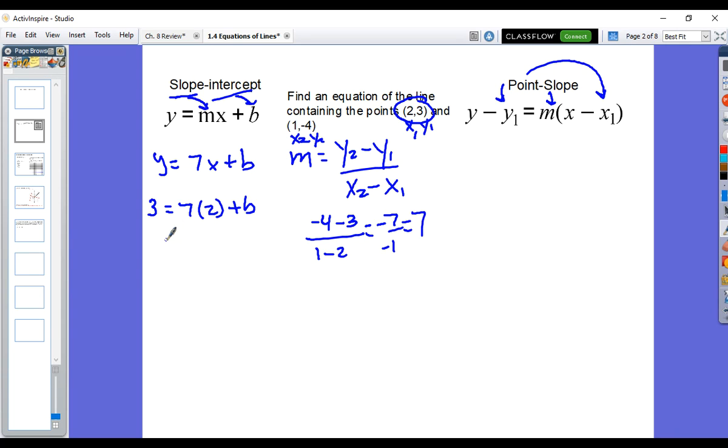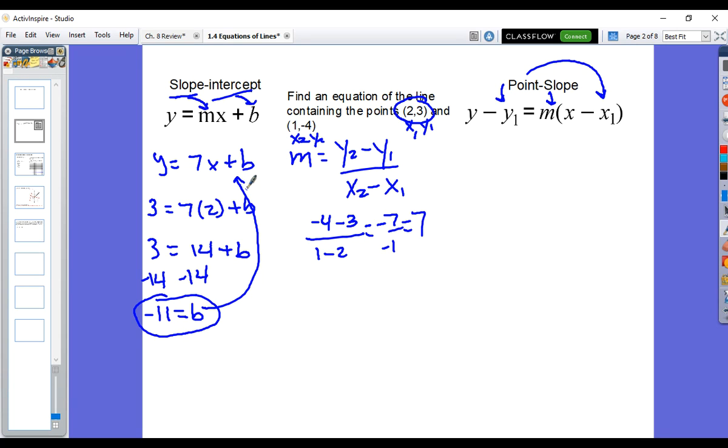We do the math here and get 3 equals 14 plus b. Solve for b by subtracting 14 from both sides, and you get b to be -11. Now we take this value and substitute it back in for the b up here. So our final equation will be y equals 7x minus 11. That's our equation in slope-intercept form for this problem.